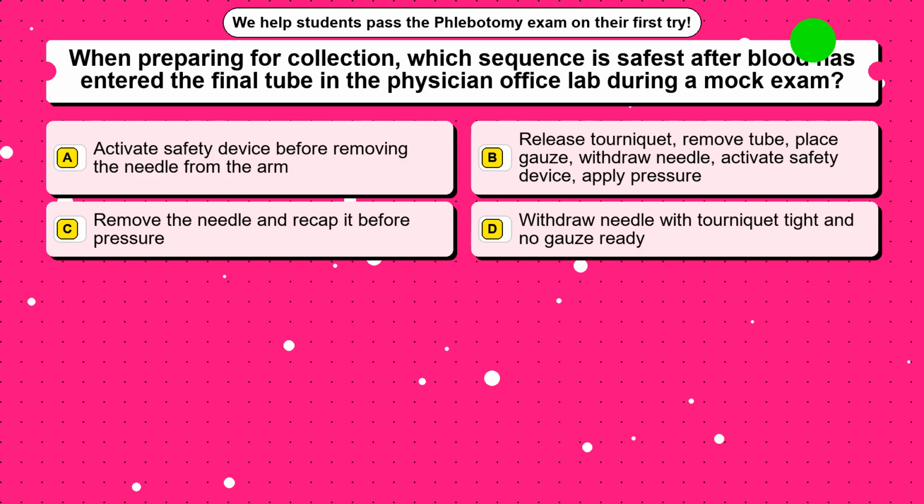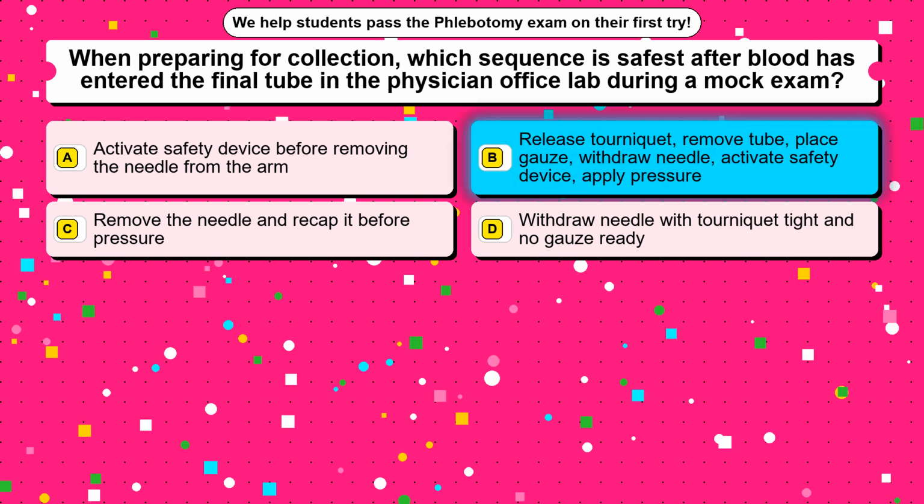Question 74. When preparing for collection, which sequence is safest after blood has entered the final tube in the physician office lab during a mock exam? Option A. Activate safety device before removing the needle from the arm. Option B. Release tourniquet, remove tube, place gauze, withdraw needle, activate safety device, apply pressure. Option C. Remove the needle and recap it before pressure. Option D. Withdraw needle with tourniquet tight and no gauze ready.